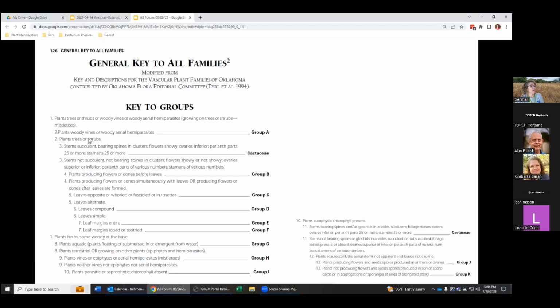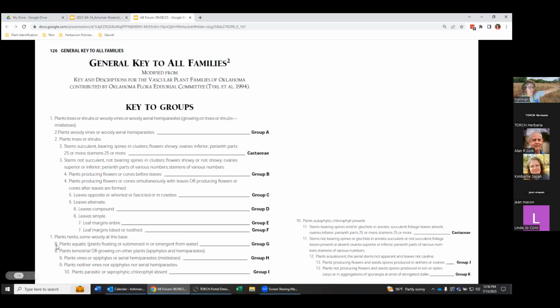trees, shrubs or woody vines or woody aerial hemiparasites. I'm going to have to look that up to see what that means. Versus, I stop at that period after the number one, I find my other number one, which is down here, and y'all may not be able to read it, and it says, plants are herbs. Some are woody at the base. So if I'm looking at my milkweed, then I'm going to this second number one over here. So now I can ignore everything that came before, and I can just concentrate here.